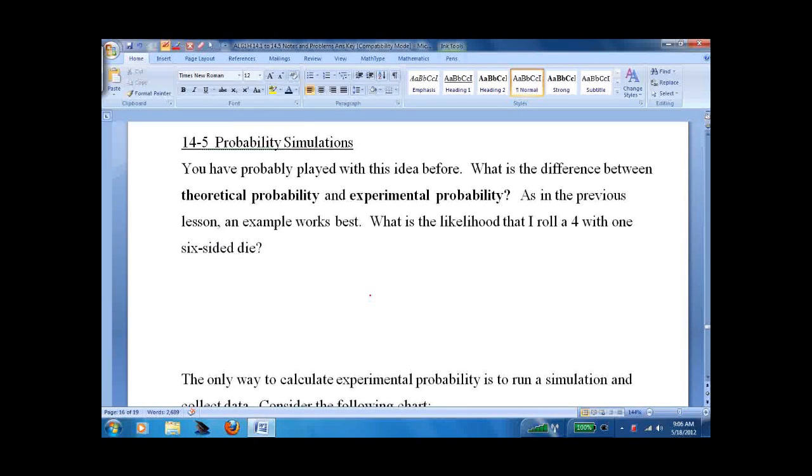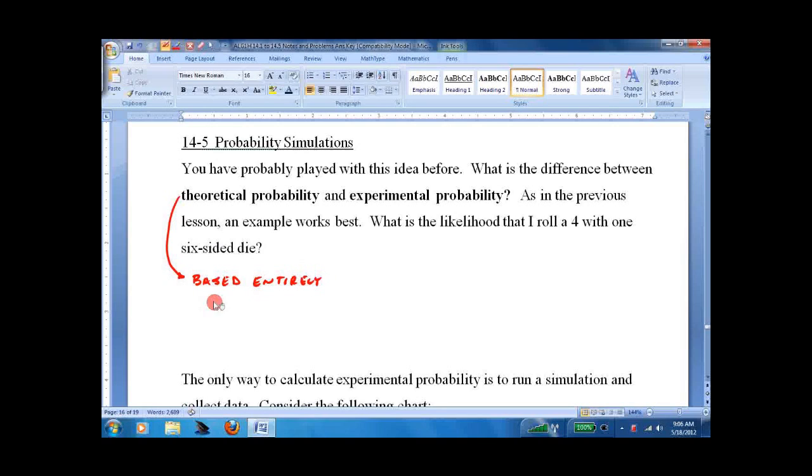Lesson 14.5, Probability Simulations. You've probably messed with this before. You need to understand the difference between theoretical probability, which is based entirely on math, and experimental probability, which is done out in the real world.